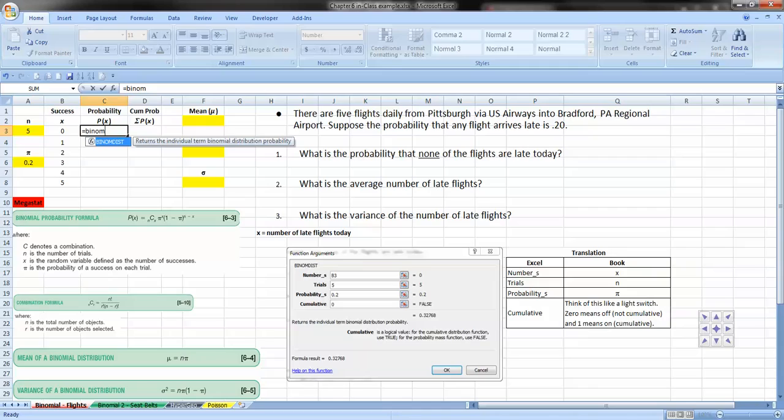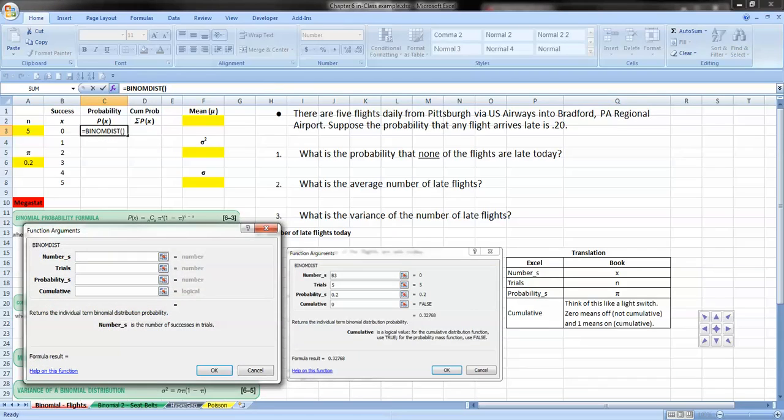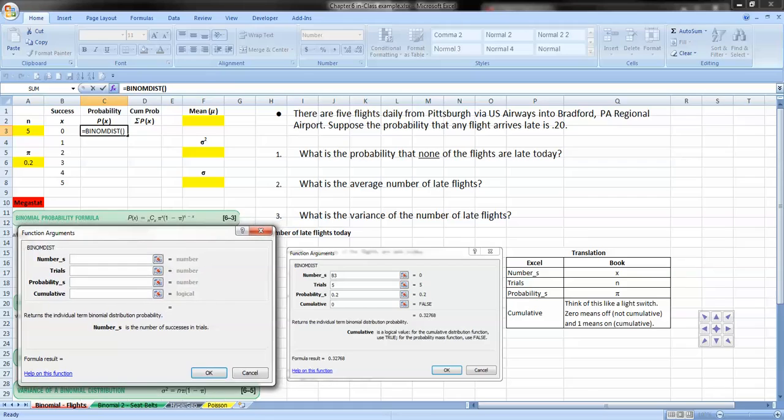If you just start typing in equals binom, it'll pop up, and you can punch in your information directly right here if you prefer, but we're going to pop up the function arguments list so that you can see it. In each of the cells, it'll explain a little bit about what that value is supposed to mean. So we're using our Excel to book translation here.